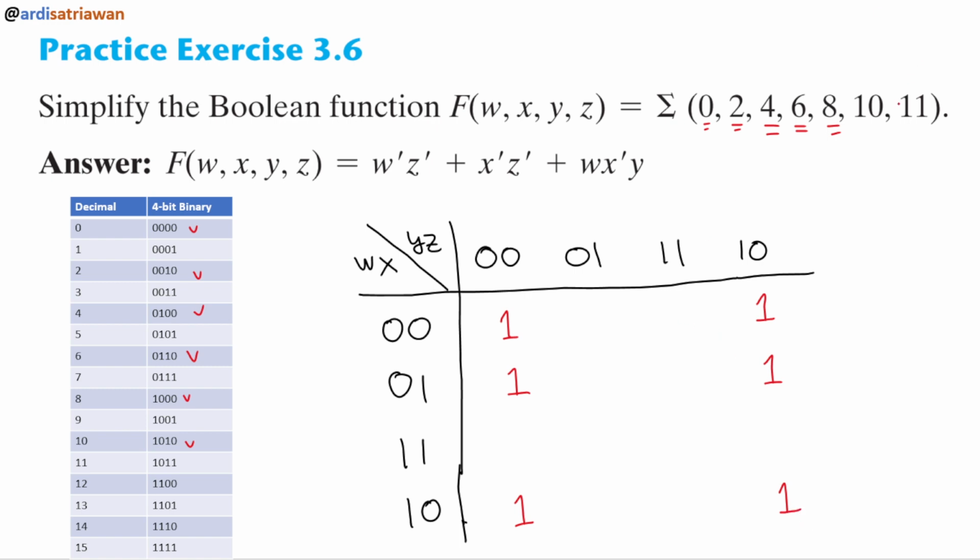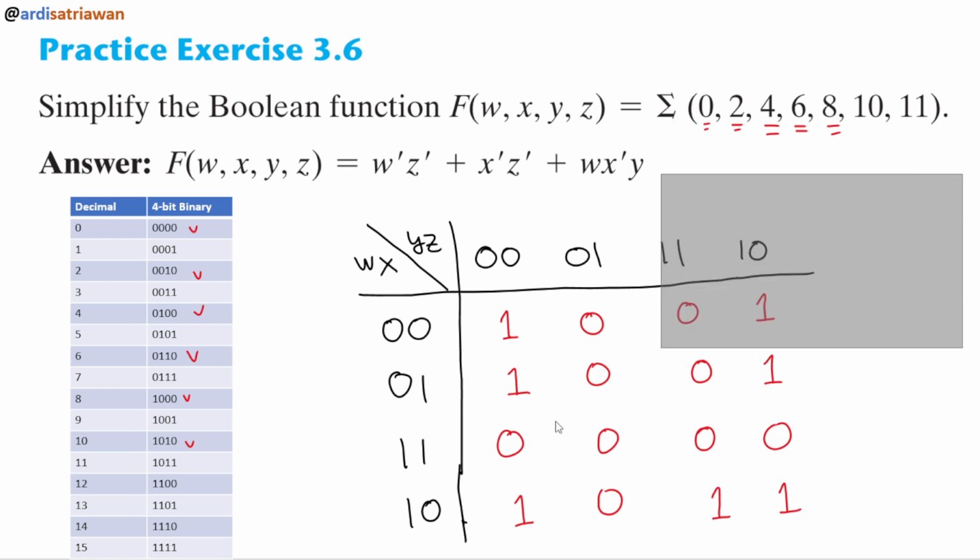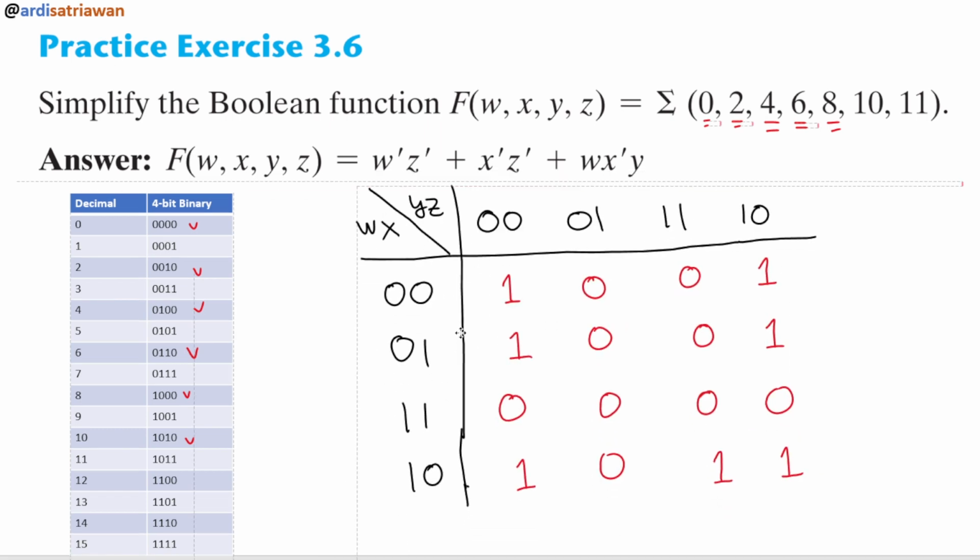And lastly, we will have 11 here. What is 11? 11 is 1011. This is for 11 here. What else can we do here? We fill the rest of it with 0. I think we are good here. Maybe let's move it a bit up to get some space to write F below that.